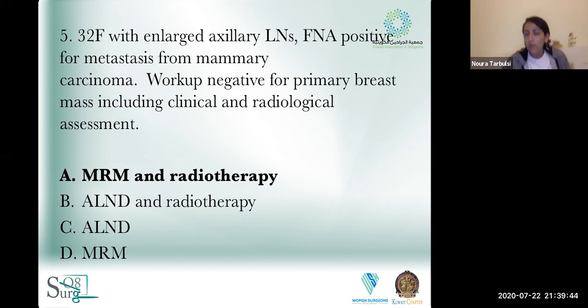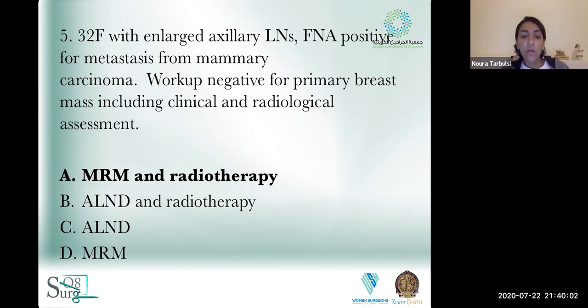No, it's not. Modified radical mastectomy means removing all of the breast tissue, skin, nipple-areola complex, and axillary lymph node. So modified radical mastectomy is not preserving the breast or the axilla.